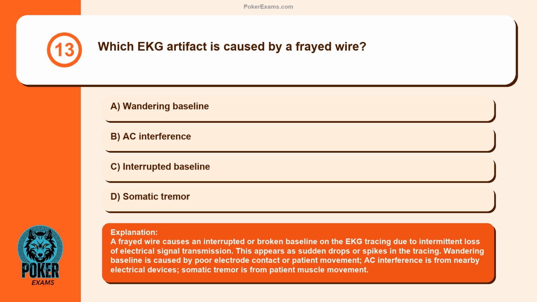A frayed wire causes an interrupted or broken baseline on the EKG tracing due to intermittent loss of electrical signal transmission. This appears as sudden drops or spikes in the tracing. Wandering baseline is caused by poor electrode contact or patient movement. AC interference is from nearby electrical devices. Somatic tremor is from patient muscle movement.